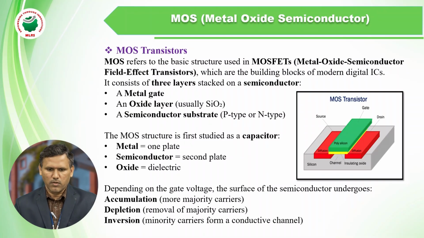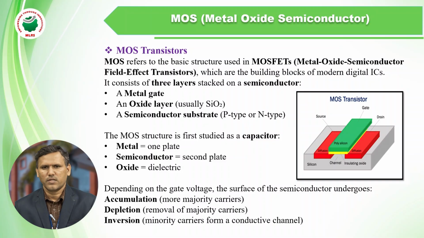Before going to the subject, we should know the basics on the MOS. MOS means metal oxide semiconductor. Generally, two types of transistors are widely used in our electronic circuits: bipolar junction transistors and field effect transistors. Under field effect transistors, based on the technology, we consider MOS technology.